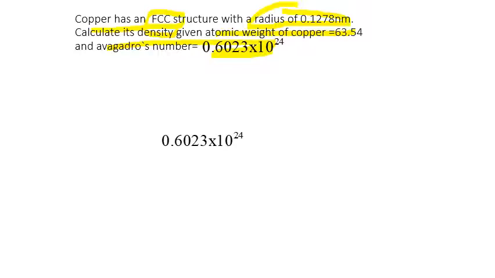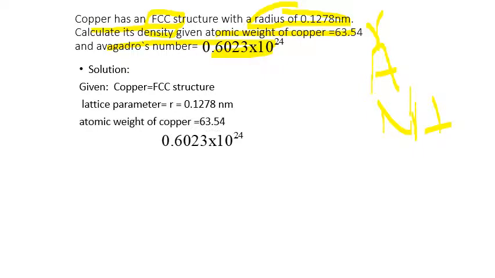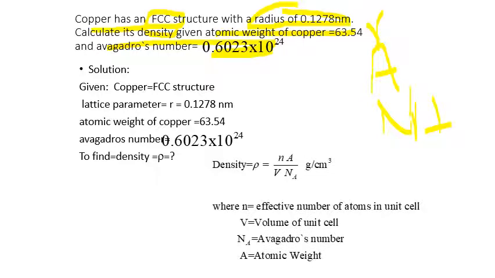So what are all the things they have given? They have given R, they have given atomic weight A, and they have given Avogadro's number, that is N into A. Okay, so how we will see by taking the given data. So they have given FCC structure, a R, an atomic weight, and an Avogadro's number. Okay, so what to find? We need to find the density. So how to find the density? Okay, so there is a formula. Okay, so rho will be equal to small n into A divided by V into Na.